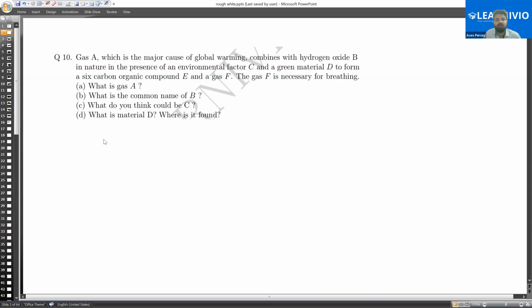Is I'm audible to you clearly, Ritvika? Yes, sir. So can anybody in the class tell me which gas is responsible for global warming? Sir, carbon dioxide. Yes, that is carbon dioxide.